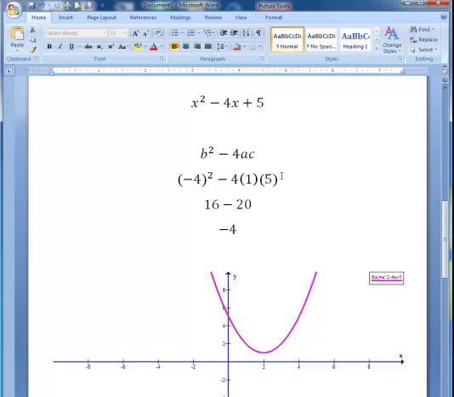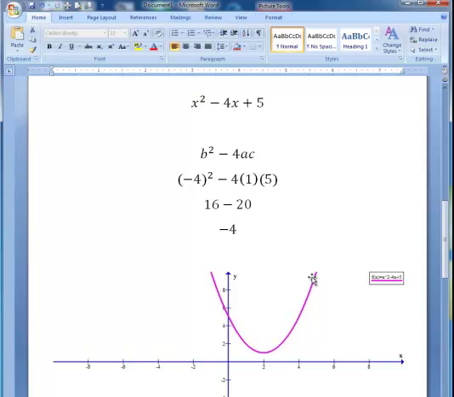We have an example here, x squared minus 4x plus 5. I simply want to know how many x-intercepts I have. I plug in my discriminant, b squared minus 4ac. This is negative 4 quantity squared minus 4 times 1 times 5, which is 16 minus 20, which is negative 4. I know automatically, because my discriminant is less than 0, that it's not going to cross the x-axis. There are no x-intercepts. And if we graph this using a graphing utility, we'll notice that's exactly what happens.